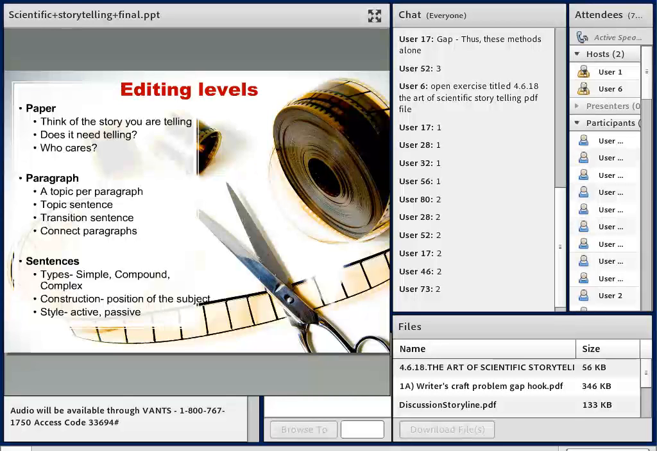So editing levels, I used to go in the reverse. Now I learned and I go in this order because at least the manuscript gets written this way. So think of the paper as a whole. Make sure it's flowing and there is a logic to it and it tells the story. Think of the story you're telling. Does it need telling? Who cares? So that's the first, balcony view.